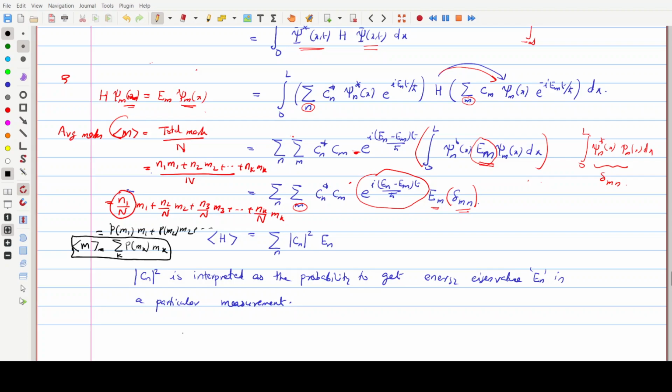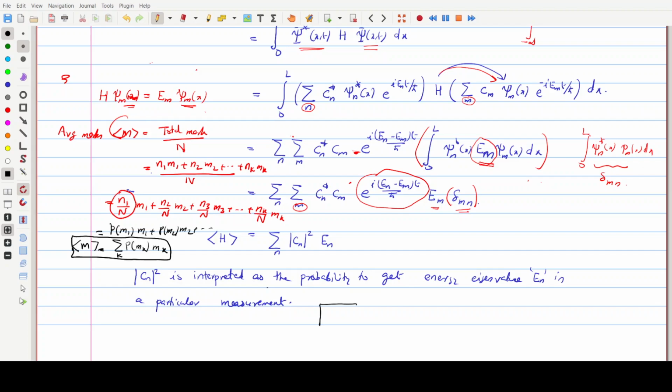So if you perform a very large number of experiments, then we can find that its expectation value is almost a constant, and the expectation value would be the sum of the product of the probability to get one energy eigenvalue and the corresponding energy eigenvalue. Okay, so this we have discussed earlier also in some aspect.